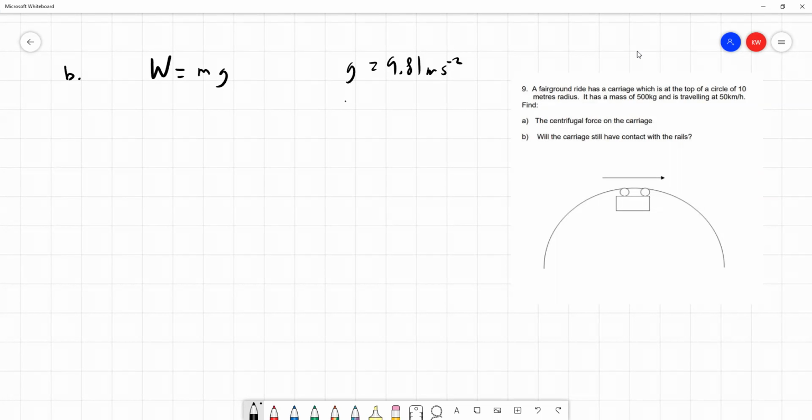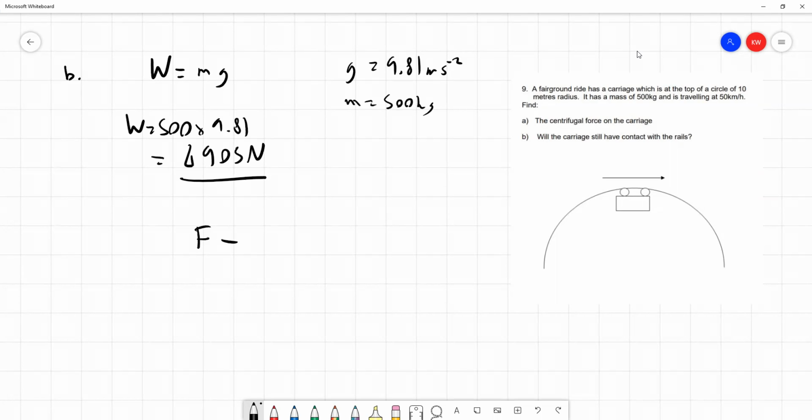We've already said that the mass is 500 kilograms, that's given in the question. So we can calculate the weight. That's 500 times 9.81. And that is equal to 4,905 newtons. We've worked out the weight. But the final part here is to say, will the carriage have contact with the rails? Well, the answer is yes.